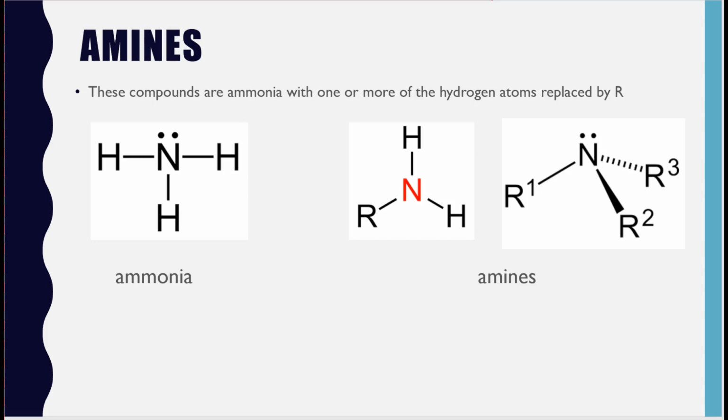So looking at what an amine is, if we look at an ammonia group, we can see here that we have one N with our three H's around the nitrogen group. An amine is when we replace one of those hydrogens with a carbon chain, and that then makes it an amine.